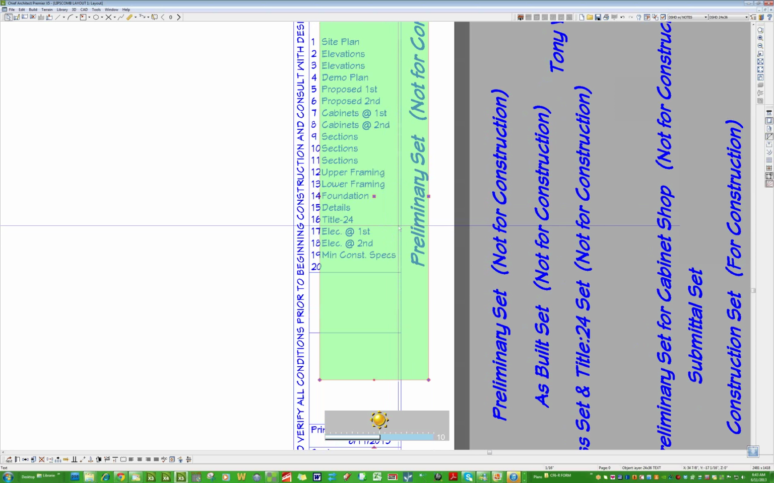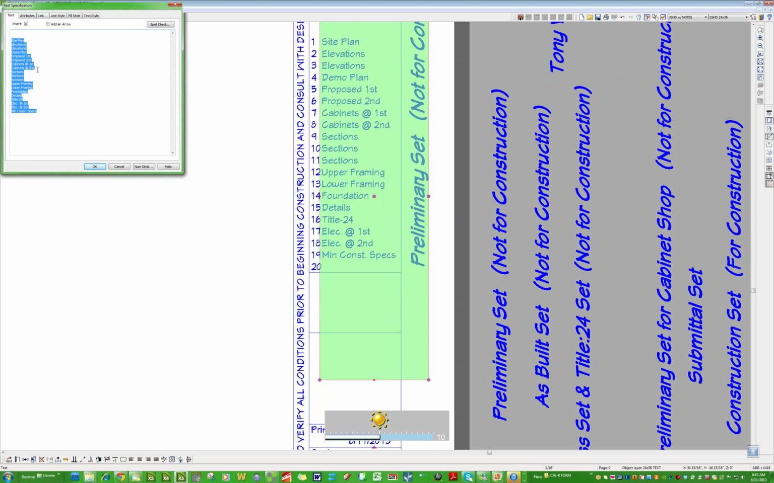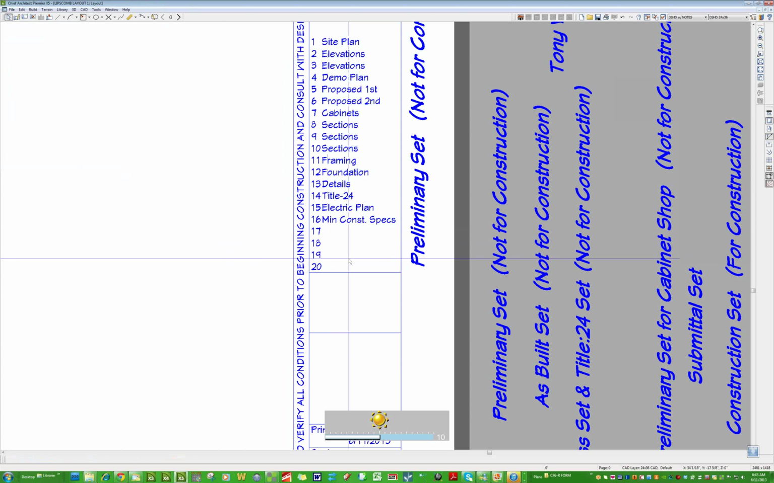Tab, tab, U. I don't have cabinets this second. And this is just simply cabinets. Get rid of this. I have a framing plan. I don't need the upper framing, just the way I do things. I don't need that. And this is the electrical plan. Electric plan. Okay. So now it should be all the way through number 16.